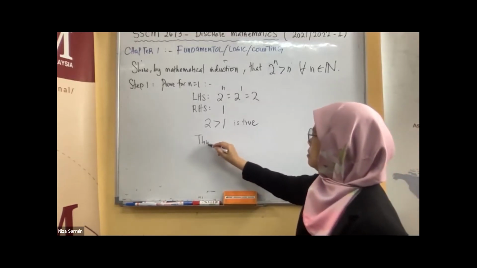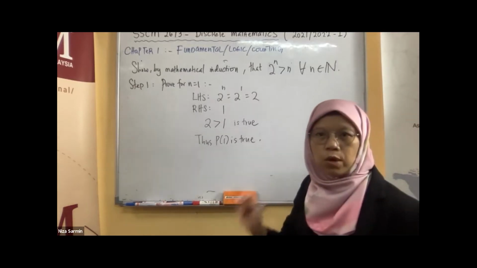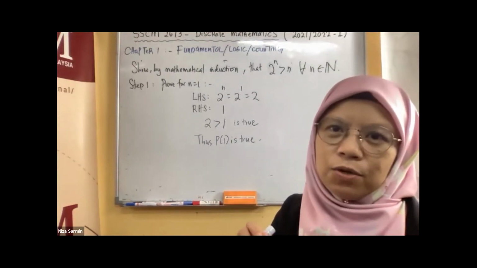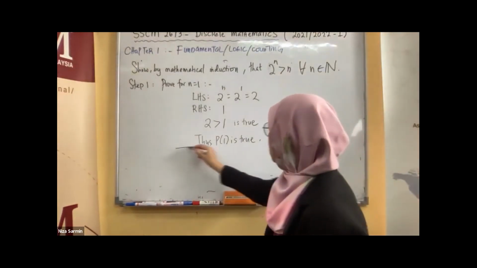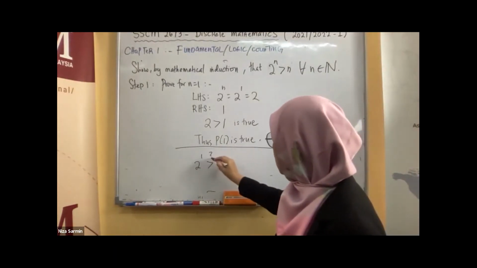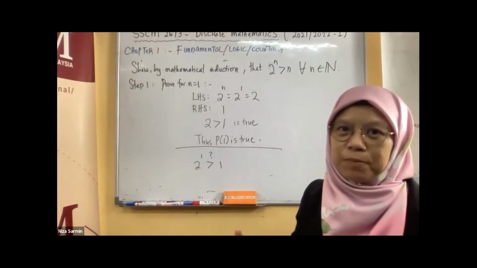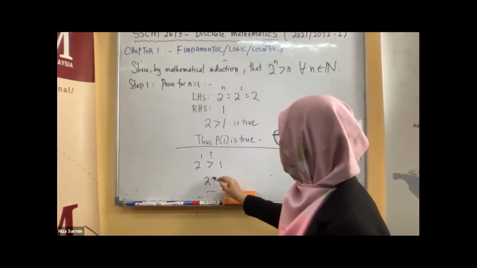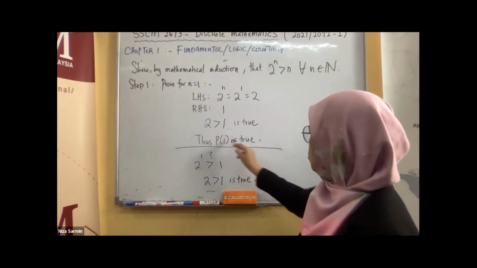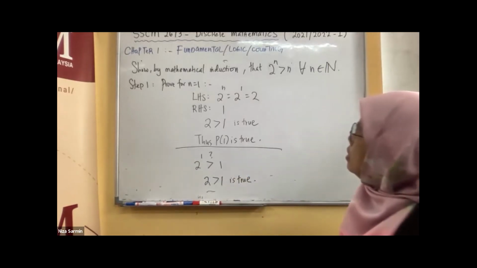Thus, P1 is true. However, as long as you got the point, I don't mind. Okay, if you want to write 2 to the 1 bigger than 1, you put this, it's still okay. Because we don't know, right? We just write out and replace. Okay, then 2 bigger than 1 is true. Then you put P1 is true. That's enough.